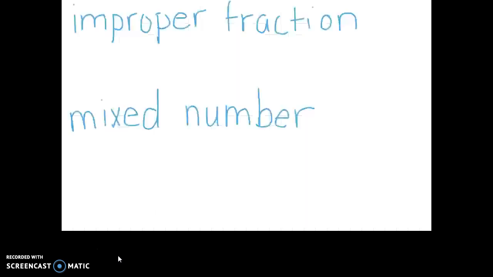So just like we can use the number line to determine equivalent fractions, we can also use it to determine the difference and find equivalent fractions between improper fractions and mixed numbers. First, we need to make sure we have an understanding of these two words. An improper fraction is a fraction where the numerator is larger than the denominator. For example, I might have 8/3. My numerator is definitely larger than my denominator of 3. So this would be an example of an improper fraction.